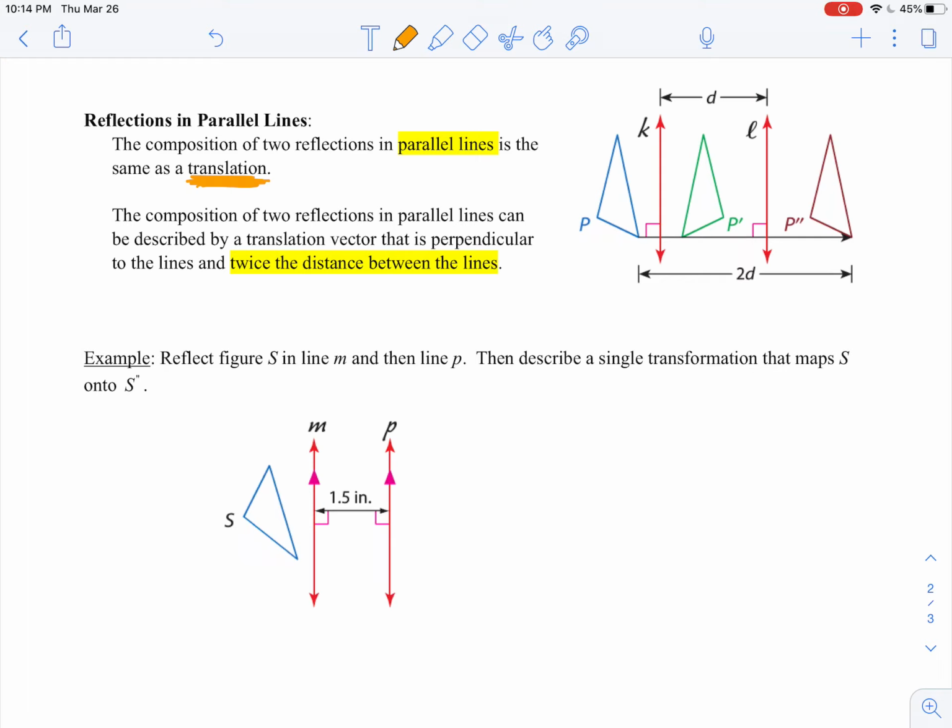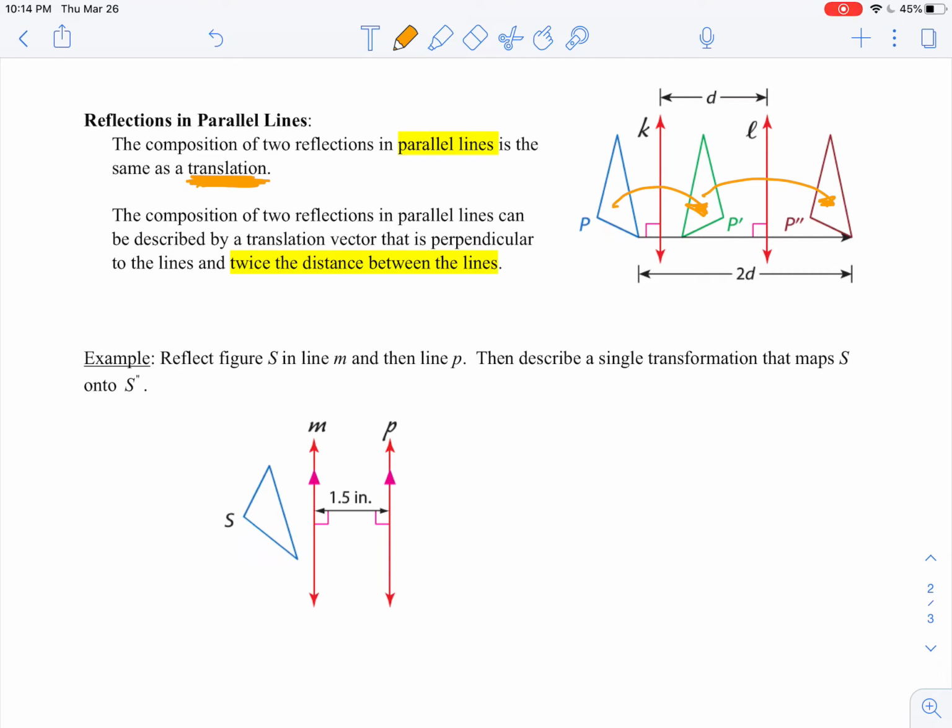So if you look at the image where they've done this for you, they started all the way on the left with triangle P. They reflected triangle P over line K, and that gave us triangle P prime. They then took triangle P prime, reflected it over line L, and ended up with this final image, P double prime.